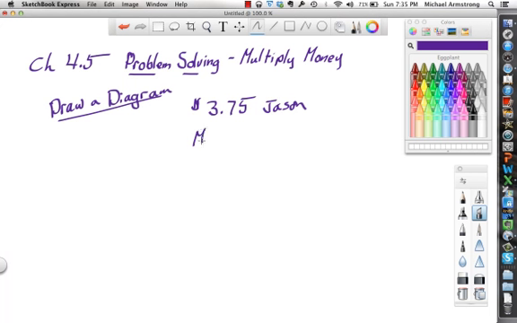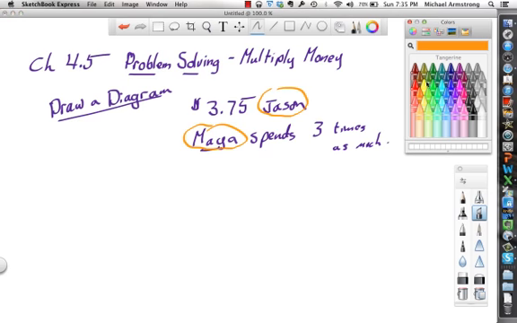So Maya spends 3 times as much. Okay, so Maya's spending 3 times what Jason spent, which is $3.75. We already kind of know where this is going. Tia spends $5.25 more than Maya, so this is a third person. Let's keep track of our people here. We've got Jason and Maya, and the third person is Tia.